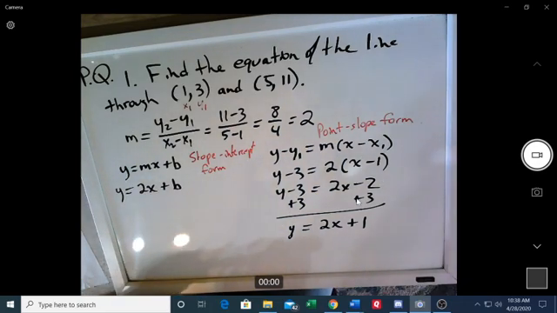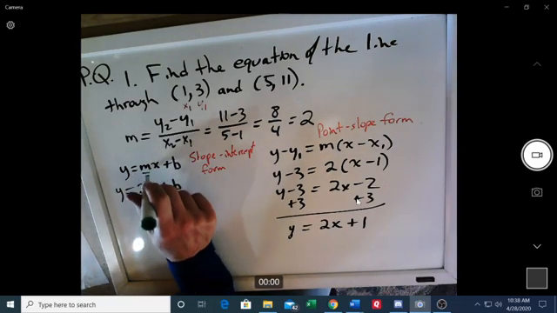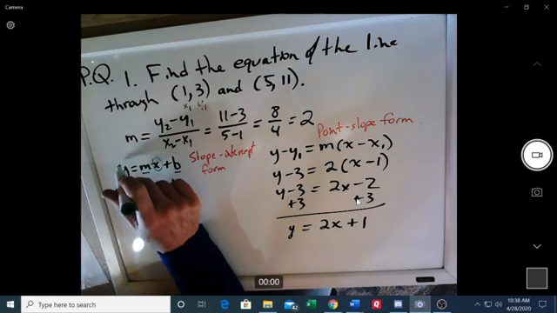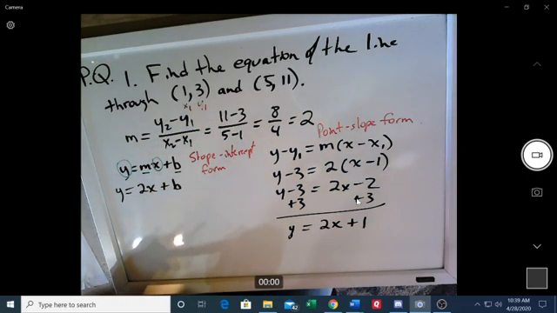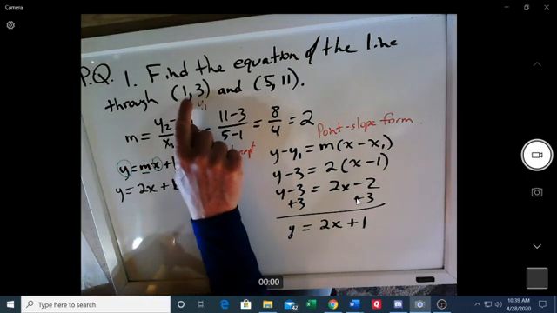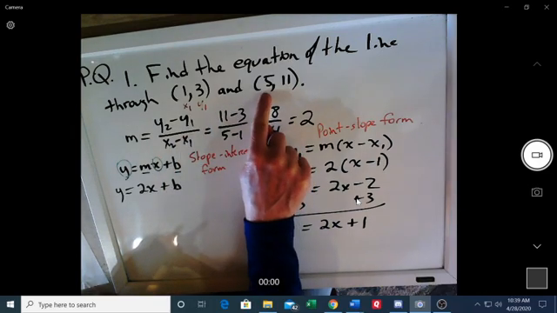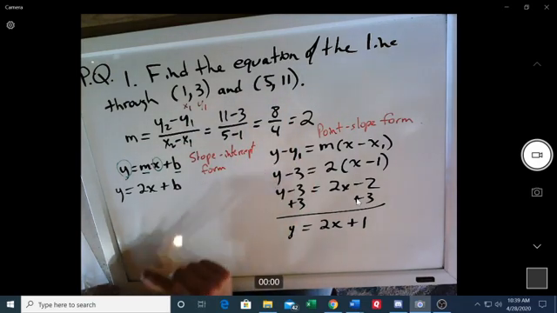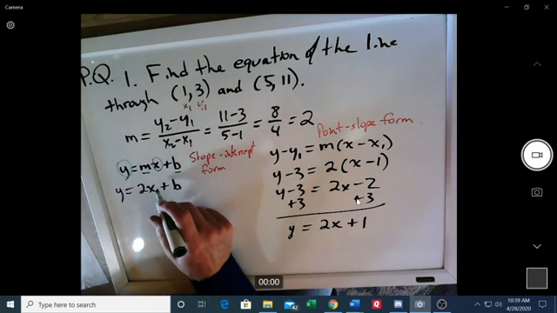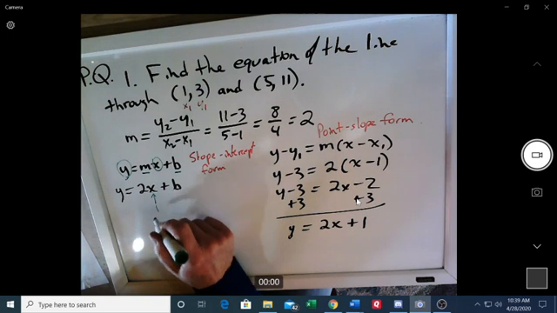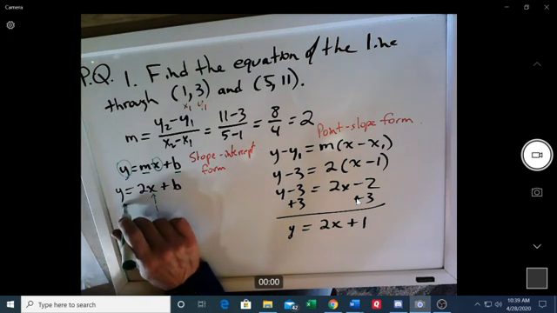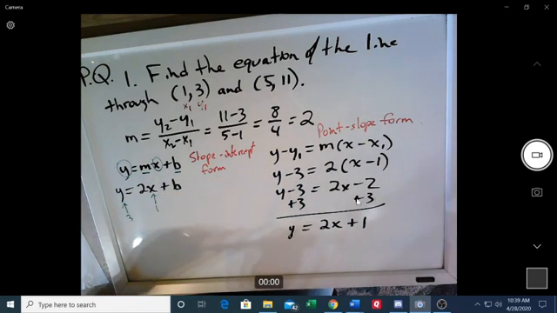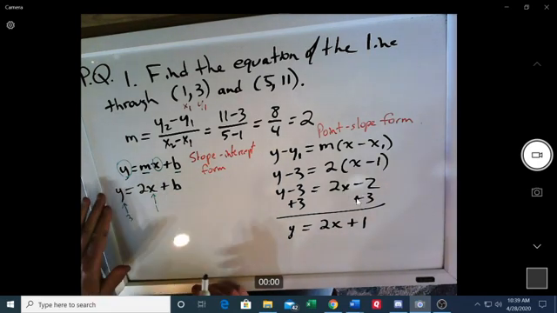These are called constants because they never change. These two are variables. They get to play the what-if game. If the x is 1, the y is 3. If the x is 5, the y is 11. So we can do the what-if game with either one of these points. If we substituted 1 for the x and 3 for the y, or you could substitute 5 and 11, doesn't matter. But you just substitute 1 for each instance of it.